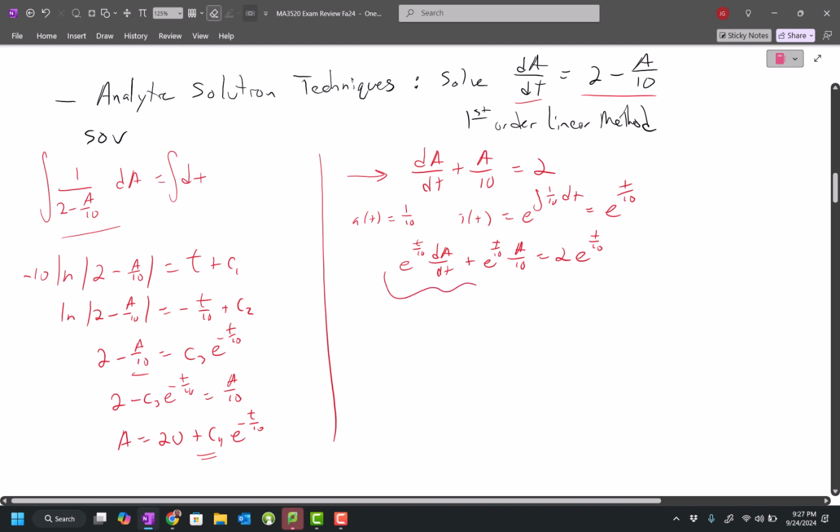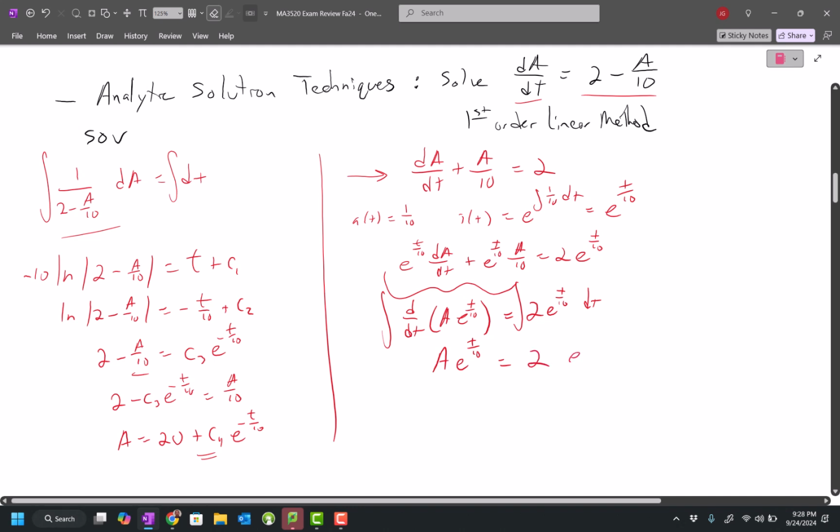Then I know that the left-hand side will always simplify to just the derivative of the dependent variable times the integrating factor. And this should be equal to the right-hand side. From here, I need to integrate both sides with respect to t. On the left-hand side, the integral of the derivative yields just a e to the t over 10 power. Integrating on the right, my constant comes out front.